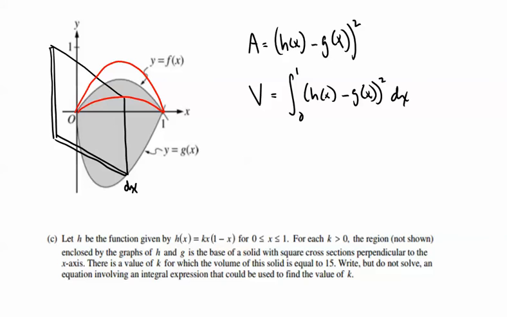Now we're told that there is a value of k for which the volume of the solid is equal to 15. So we would have that set equal to 15, and we are to write but not solve an equation involving an integral expression that could be used to find the value of k. And that's what we have there. It's the integral from 0 to 1 of h of x minus g of x quantity squared dx is equal to 15. And so that'll do it for this problem here. You can pause the video if you want to look at this one a little bit longer. Otherwise, I'll go on to another problem.